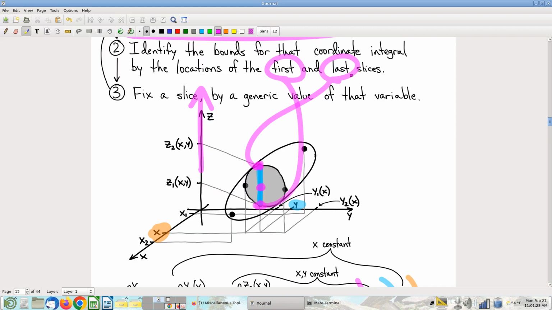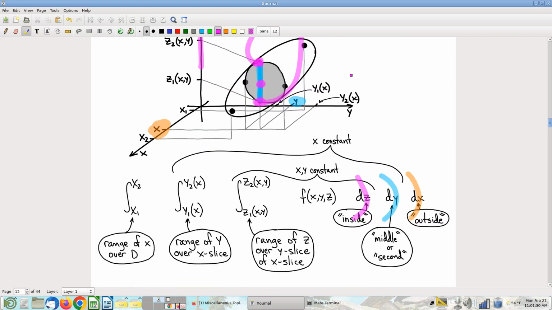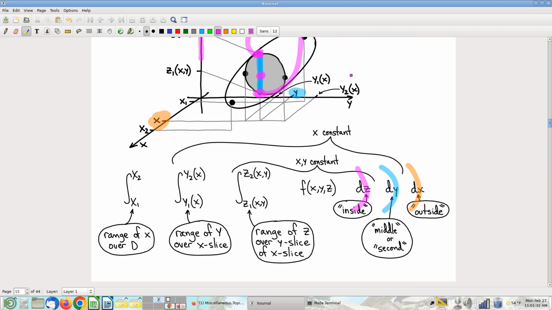And that tells me all my bounds. And that gives me a triple iterated integral that I can just compute. Everybody with me? Let's do one. Oh, you know what? Before we dive in, a couple of observations I want to make. This is just reminders.